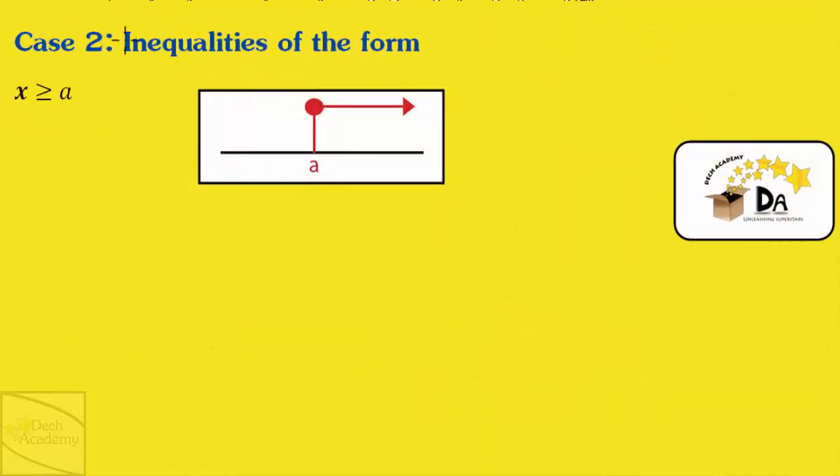So let's consider case 2: inequalities of the form x is greater than or equal to a. For example, x is greater than or equal to 2, or x is greater than or equal to any number really, 9. What you do is a similar procedure. You take a number line, which will have been fully marked. You locate the number a, and you draw a vertical line with a shaded circle and an arrow pointing towards the right. The arrow pointing towards the right tells us that x can take values that are greater than a. The shaded circle tells us that x can take a.